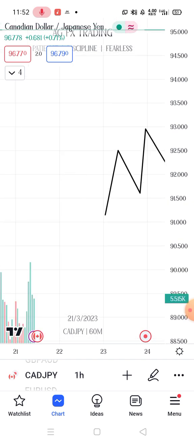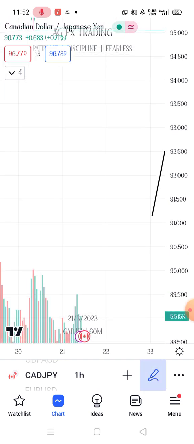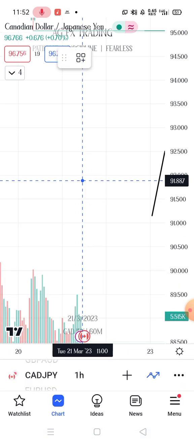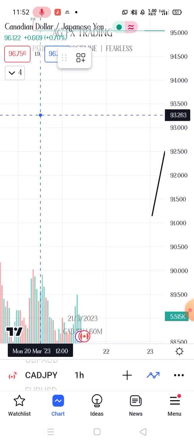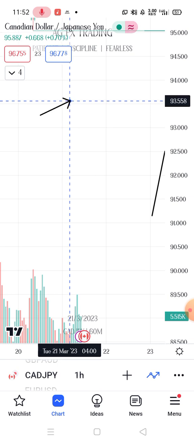Then when you see something like this on your chart, I'm gonna draw something real quick. Something like this.